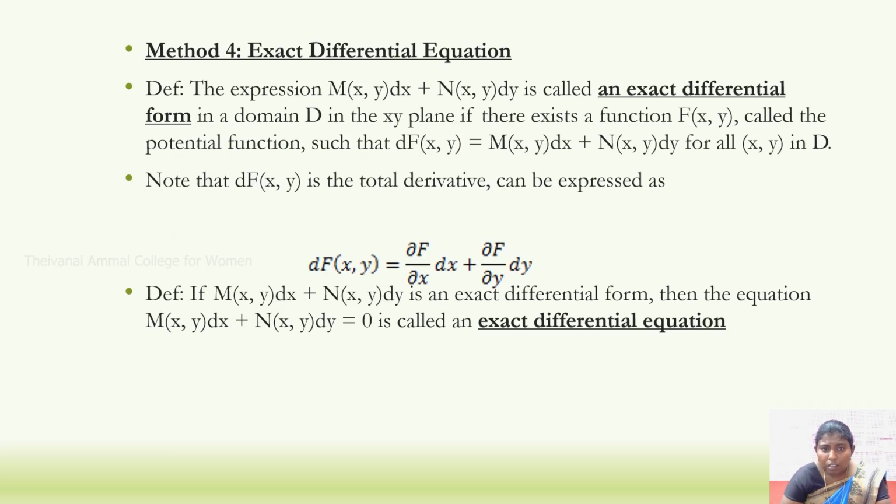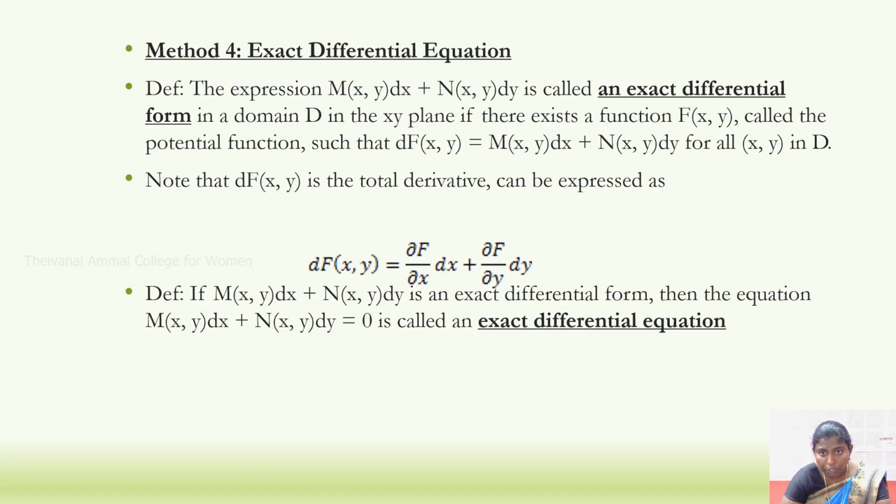Next, method 4, exact differential equations. An equation of the form m of x comma y dx plus n of x comma y dy is called an exact differential equation form. So this is the equation we have. Then how do we solve this equation and get the general solution?